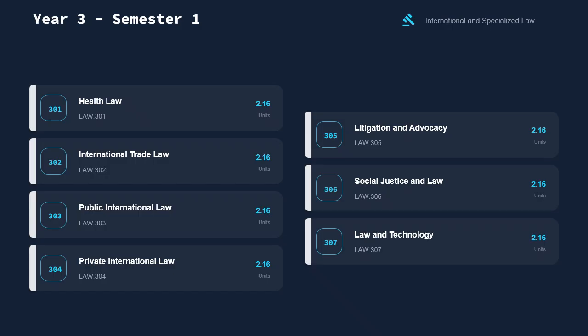Practical application: lawyers classify goods and advise on duty mitigation strategies, e.g., foreign trade zones. They represent clients in customs audits and litigation. Students practice HS classification and calculate duty liabilities. They also study free trade agreement utilization.